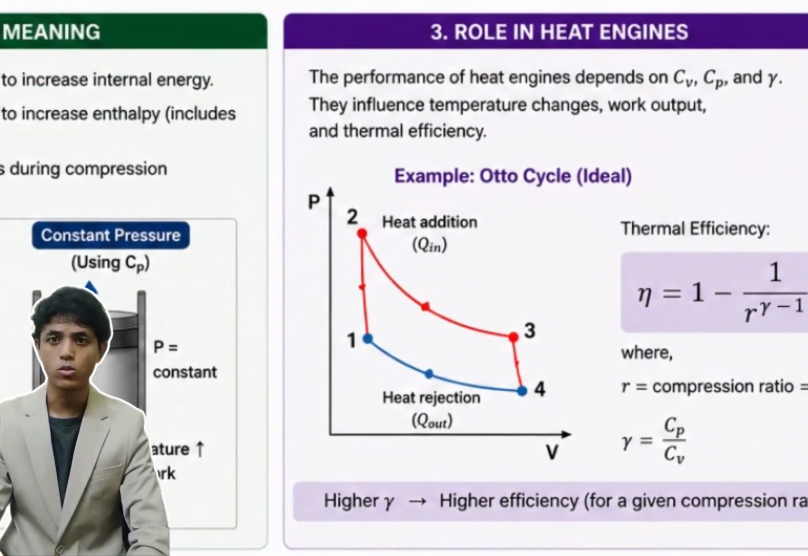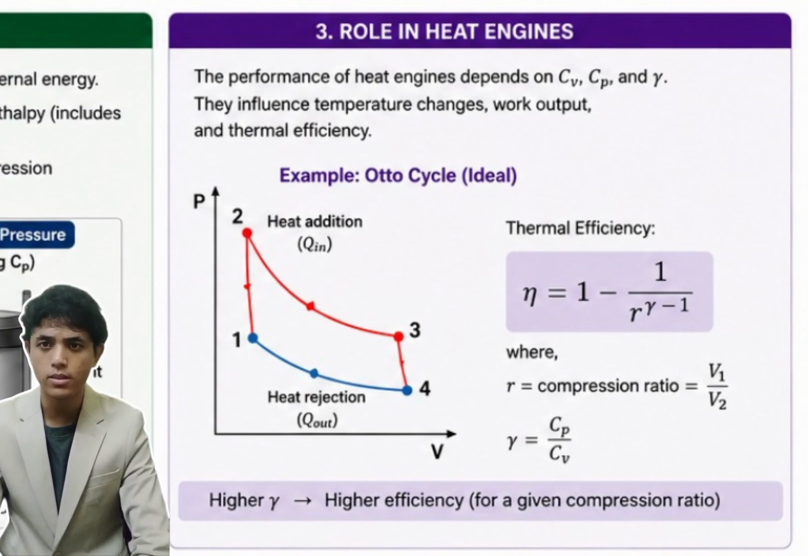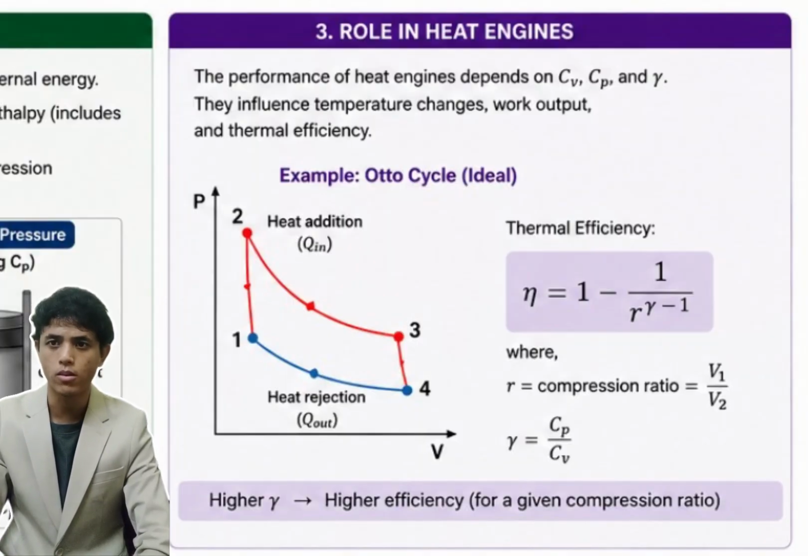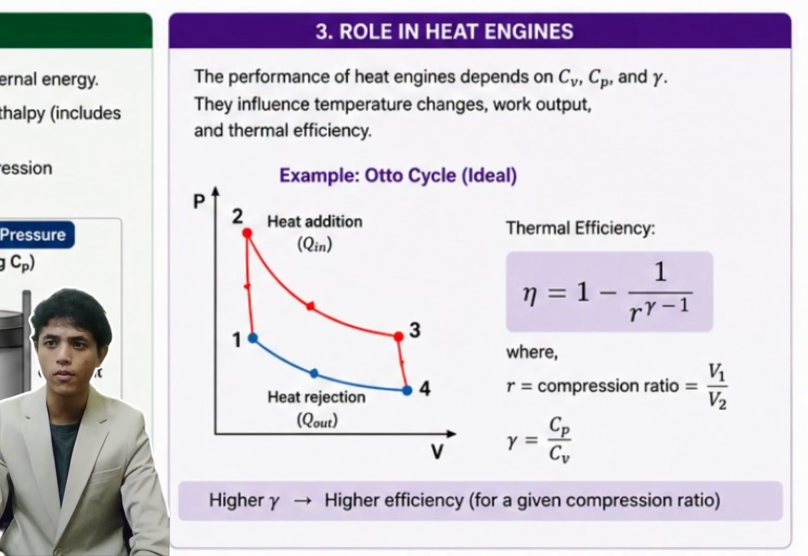Now I'm going to explain the role of specific heat capacity in heat engines. Heat engines convert heat energy into mechanical work. Examples include petrol engines, diesel engines, gas turbines, and jet engines. The performance of heat engines depends on the values of Cv and Cp, and especially the ratio gamma. These properties determine how the gas responds when it's compressed and expands inside the engine cylinder.